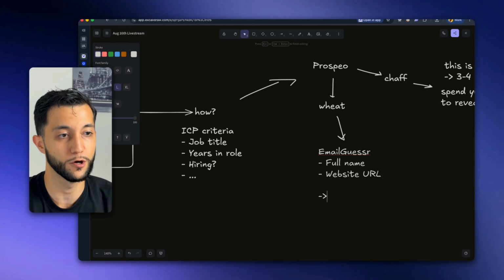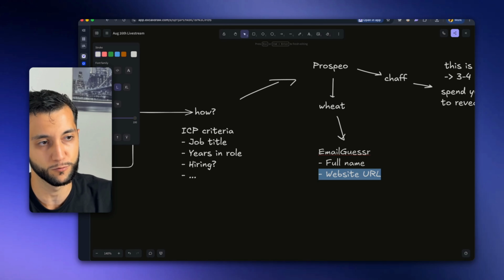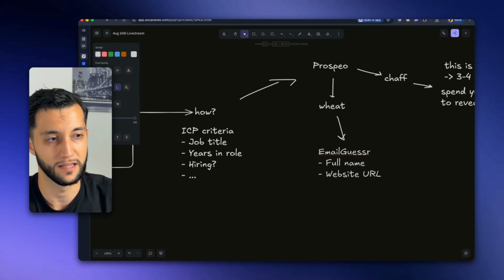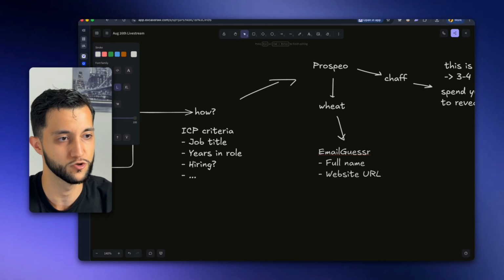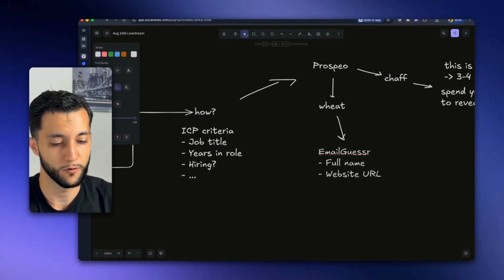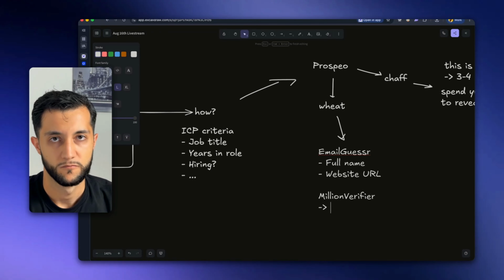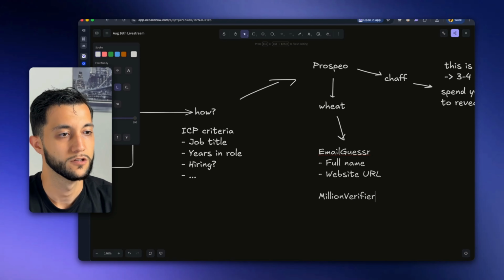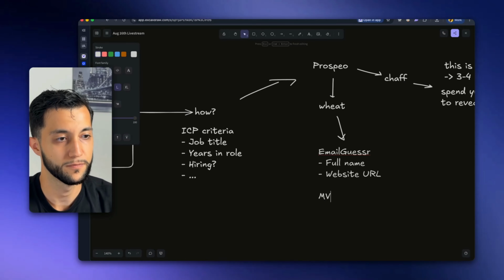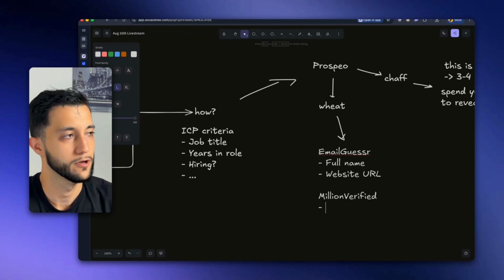It's super cheap because we only have to look up these two things. We don't even have to reveal their email, so that doesn't cost us a credit, which is super nice. And then we use Million Verifier to verify all the different variants to then get the proper, million. I'm giving away the sauce.